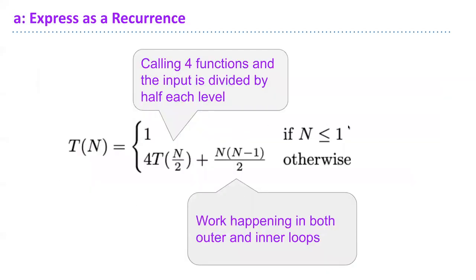So the final recurrence that we actually get from the function is T of n equals 1 when n is less than or equal to 1 for our base case. And for our recursive case, we have 4 times T of n over 2 plus n times n minus 1 over 2 because we had that nested for loop.